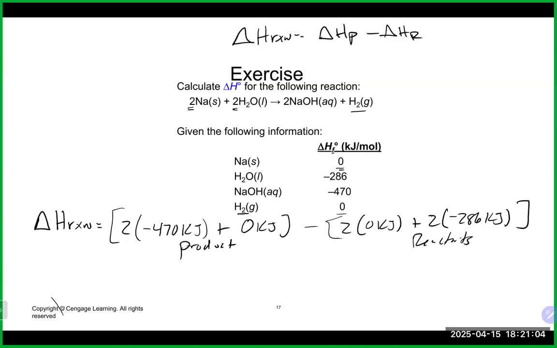So if we do that, 2 times minus 470 minus 2 times negative 286 is going to get us a delta H of about negative 368 kilojoules. Is this endothermic or exothermic? It is exothermic, as we have a negative value for delta H. Any questions on that one there?